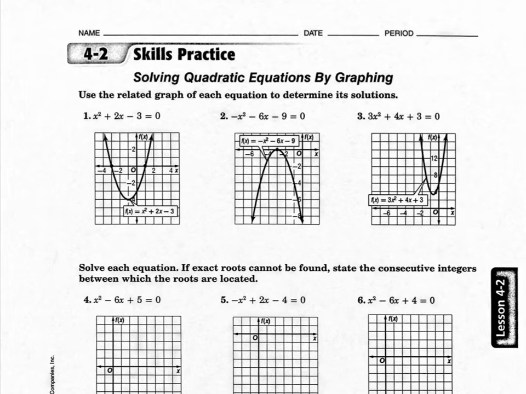Let's all take a look at the homework assignment. We just handed it out. Let's look at this side. It is a two-sided assignment. The answers are not in the back. The answers will be on Edmodo, though, so you can check your answers. But what we're looking at is the one that says 4.2 skills practice.